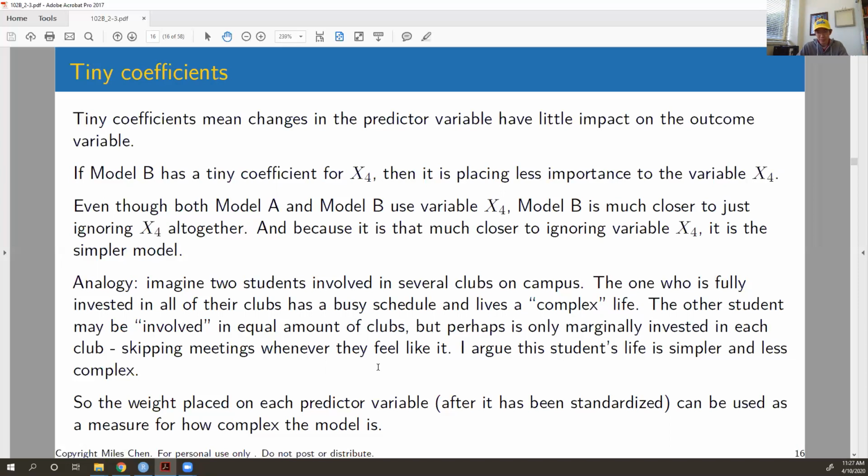And so similarly, we're going to say that if you place a lower weight on a predictor variable, then that model is going to be less complicated. And so we can say that the size of the coefficient can be used as a measure of how complicated the model is. It can be used as a measure for model complexity. Does that feel okay?